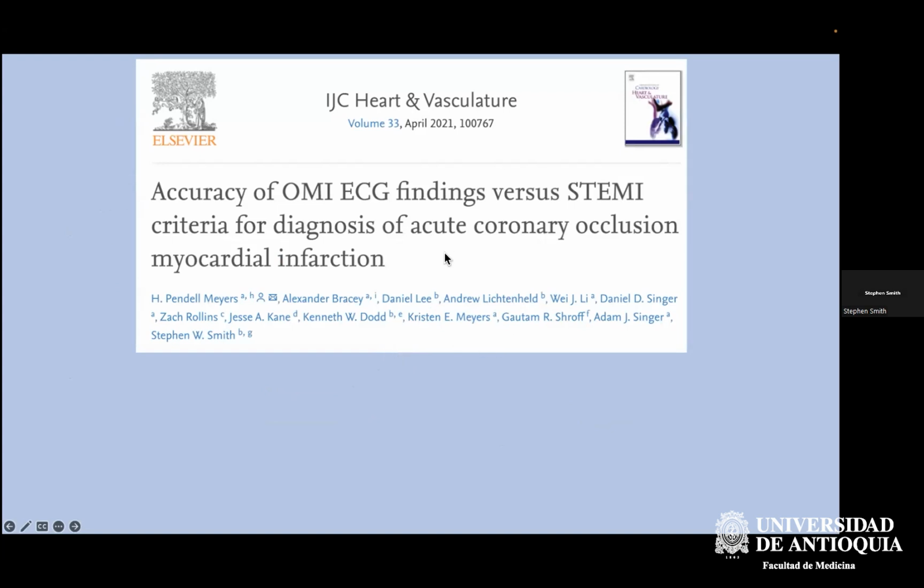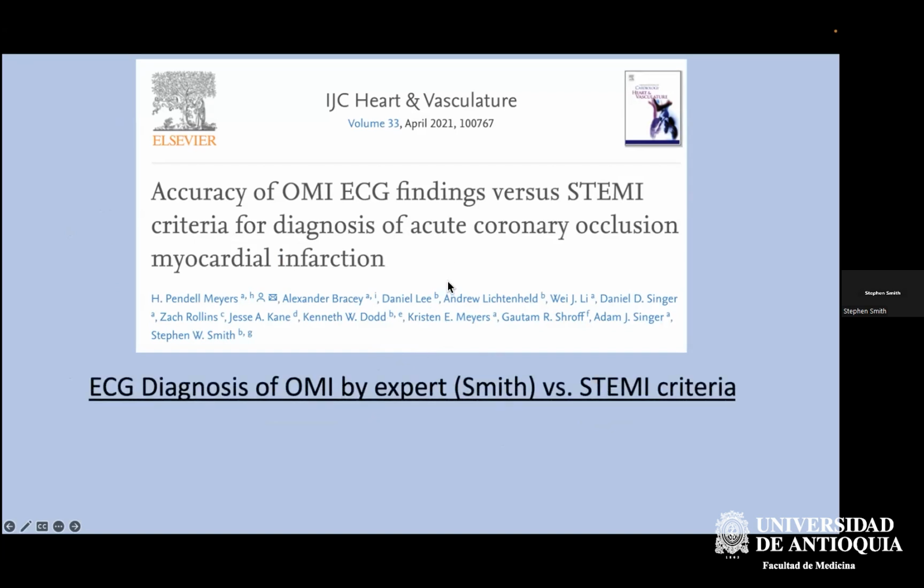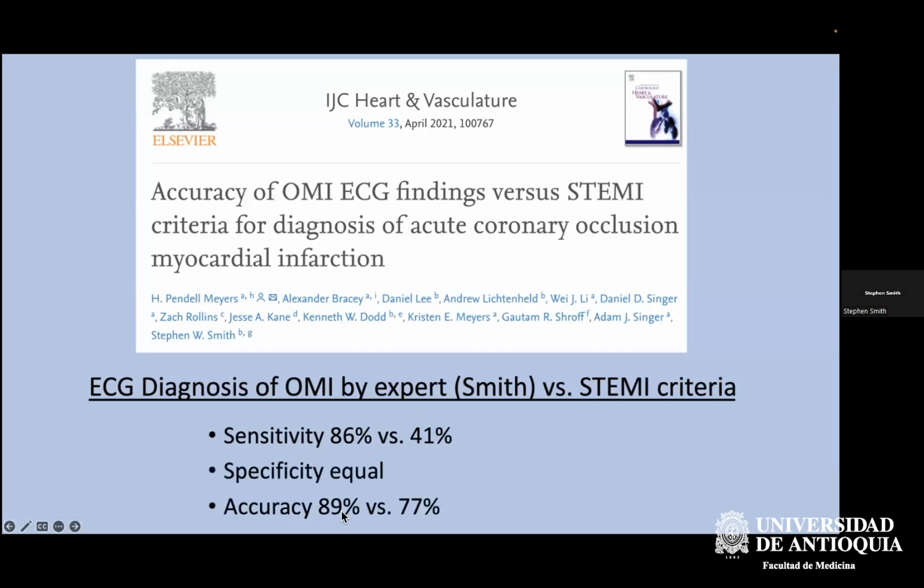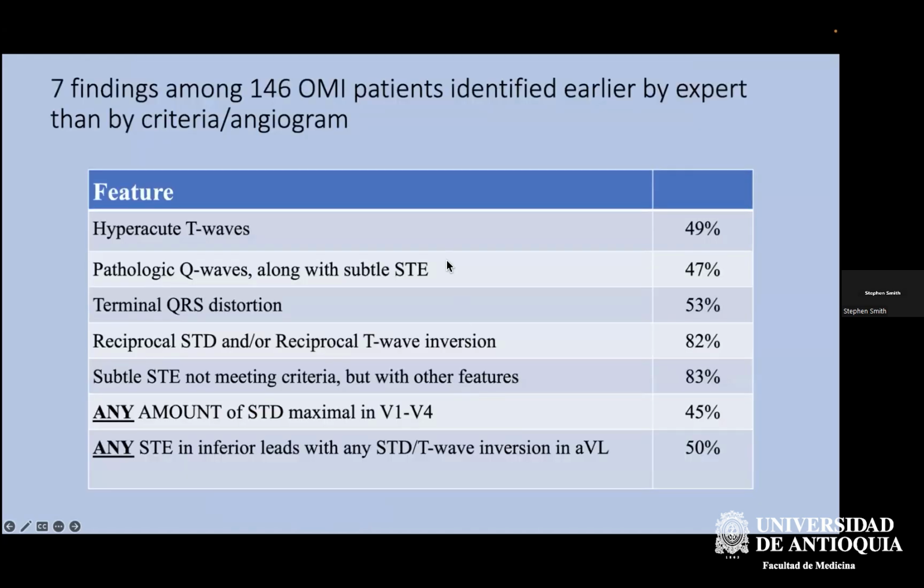Accuracy of OMI ECG findings versus STEMI criteria for diagnosis of acute coronary occlusion myocardial infarction. We looked at 808 cases of high risk possible ACS, and the ECG diagnosis of OMI by an expert, me, versus STEMI criteria. My sensitivity for OMI was 86% versus 41% for STEMI criteria. Specificity was equal. Accuracy was much higher for OMI criteria as measured by an expert. There were 7 findings among 146 OMI patients, which were identified earlier by me than by STEMI criteria or angiogram.